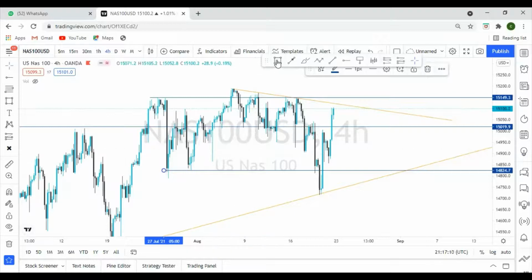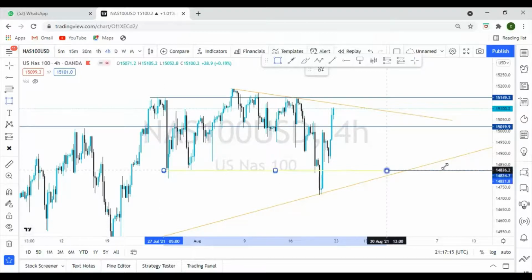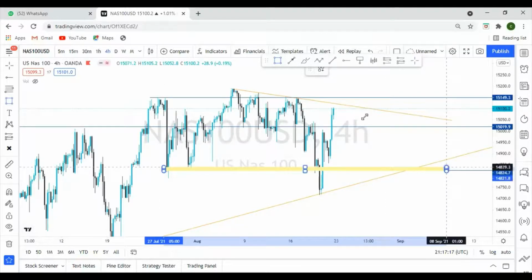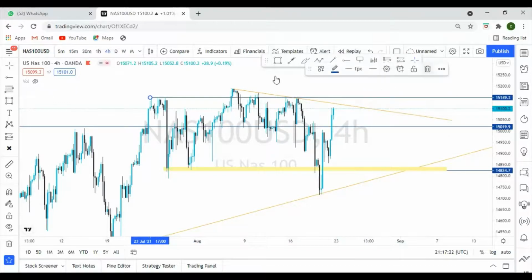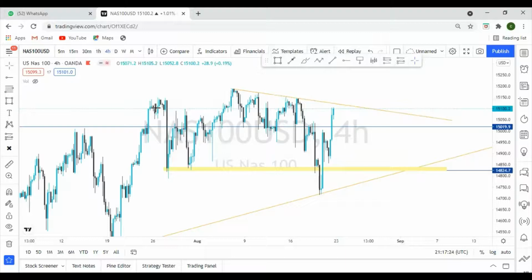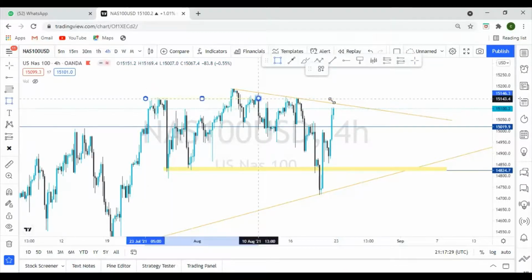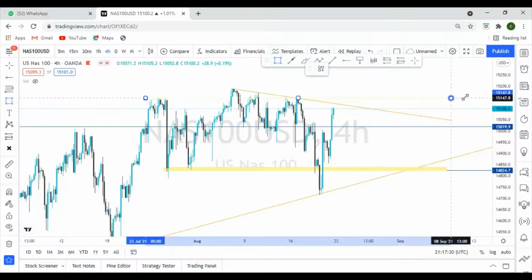I like to take my boxes, your rectangle. Now let's just mark our rectangle because we know that we are having some kind of a consolidation run about here. So let's just erase this and then erase this. So as you can see, guys, I'm just analyzing the current structure, not the old structure.